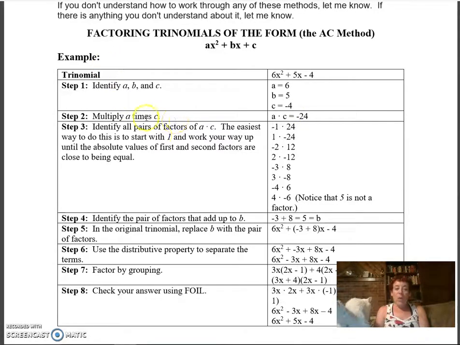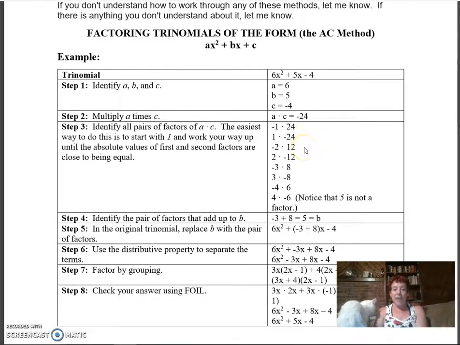Then we look at all the pairs of factors of that number that we just got, negative 24. So I listed them all here because sometimes you have to list a lot of them. Sometimes you only have 2 pairs or 4 pairs. But here I'm going to list them all. Negative 1 times 24 is equal to negative 24. 1 times negative 24. And when we have a negative number that we're trying to find 2 factors of, one of them has to be positive and one has to be negative.